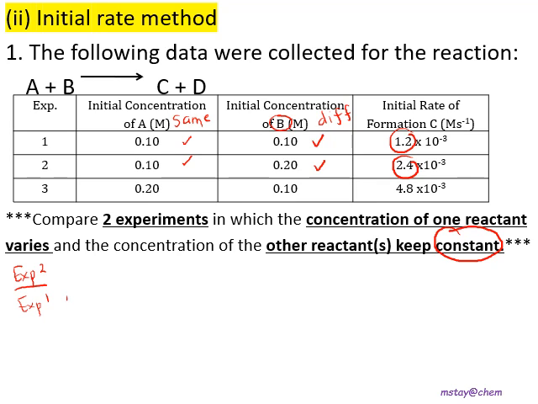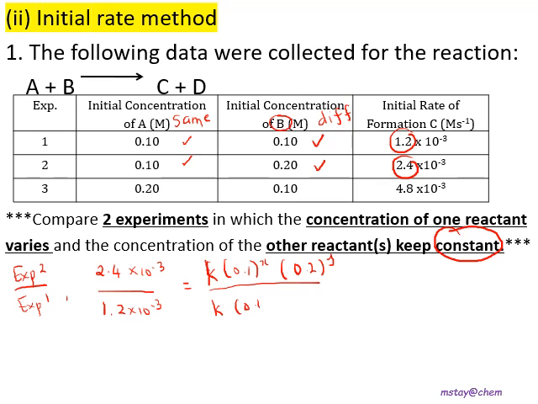So the rate of reaction for experiment 2 is 2.4 exponent negative 3, and that equals K, concentration of A for experiment 2 is 0.1 to the power of X, and for B is 0.2 to the power of Y. Over experiment 1, 1.2 exponent negative 3 over K, 0.1 to the power of X, and then for the concentration of B also 0.1 to the power of Y.